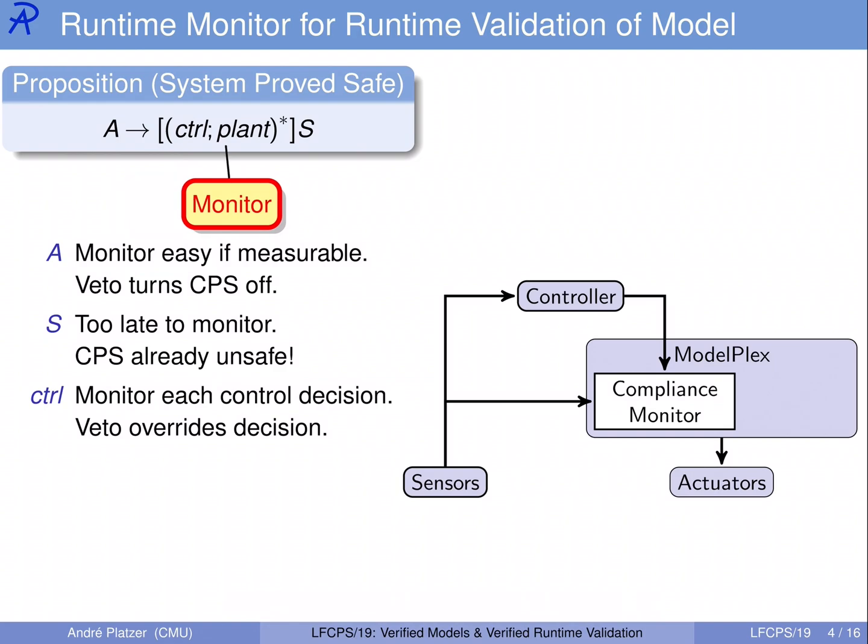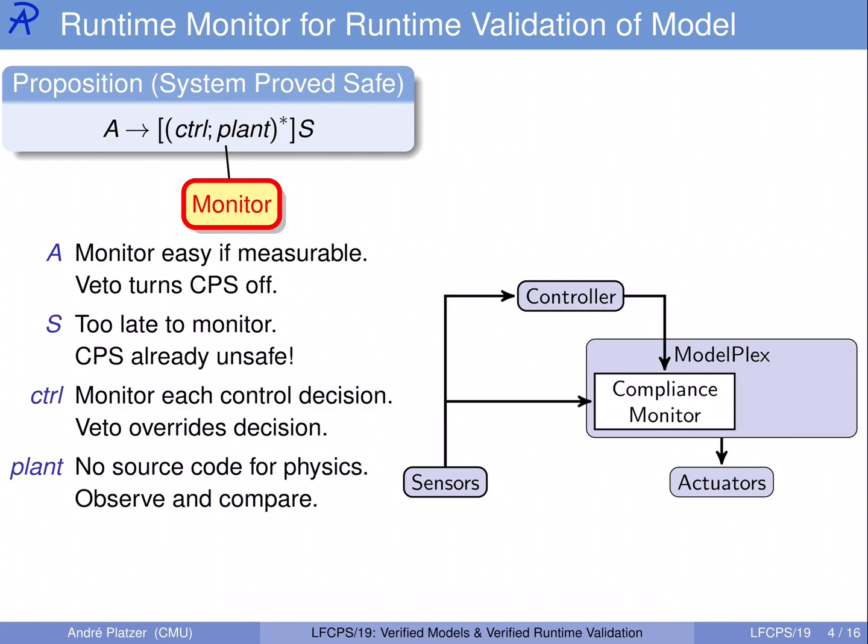So how do we monitor the plant? Ooh, that's somehow difficult, right? Because we can, of course, stare at, say, the differential equations in the plant model and feel good about it, but then in reality, we can observe what physics does to us. The problem with the physics is that there's no source code for the physics.